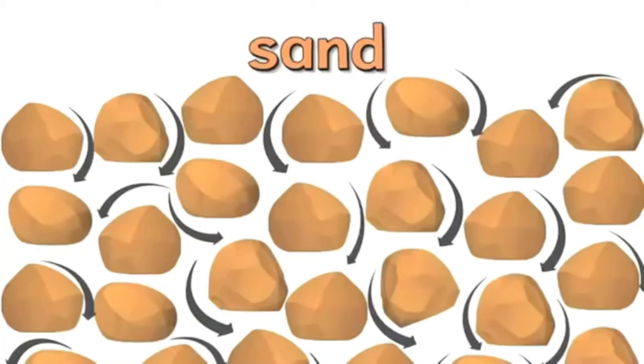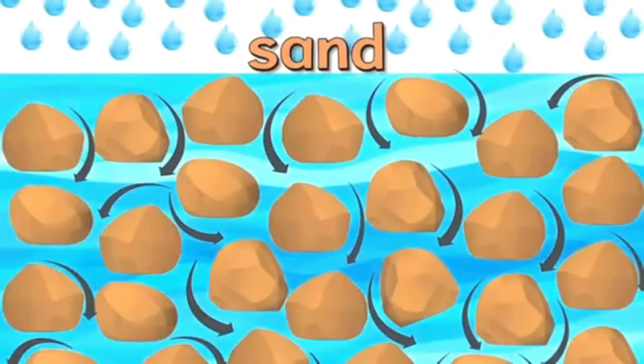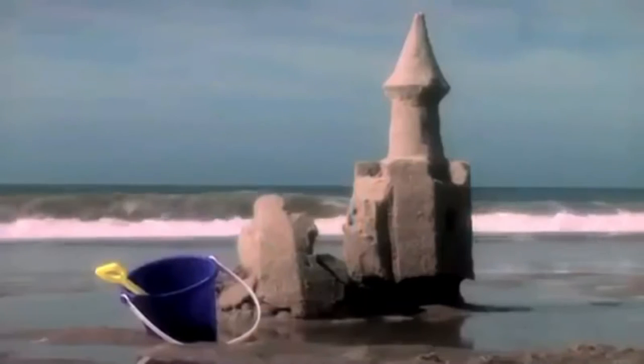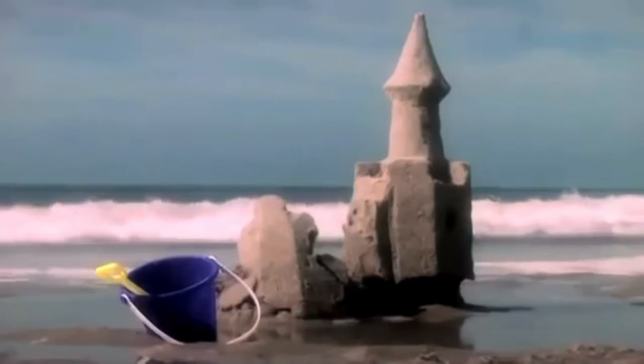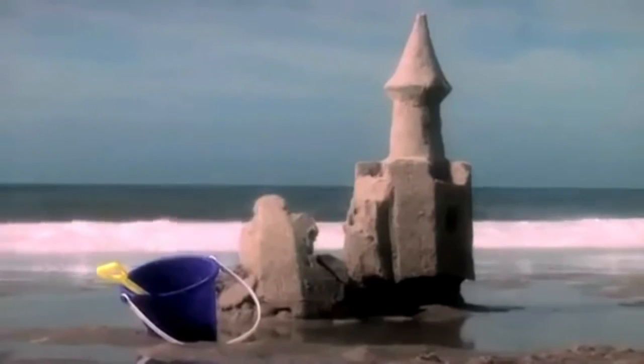Sandy soil has air spaces between the grains of sand. The airspace lets water drain through sand quickly. A sandcastle washes away in the tide because sand does not hold on to a lot of water.